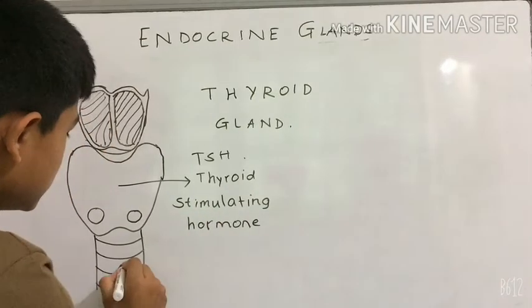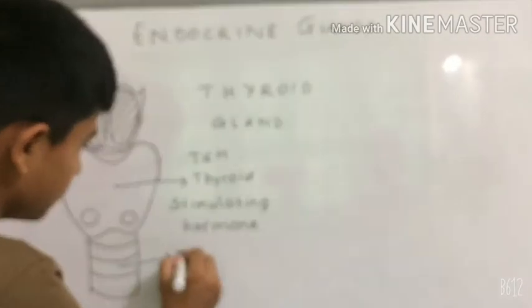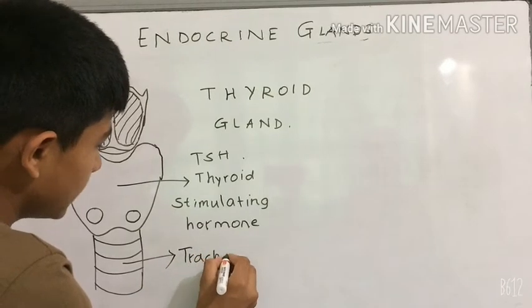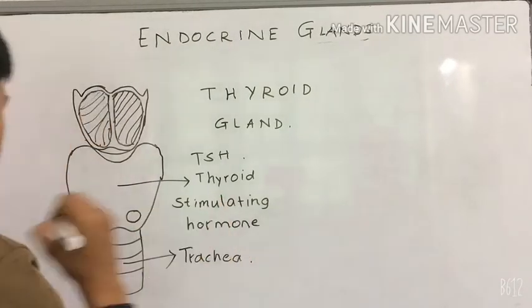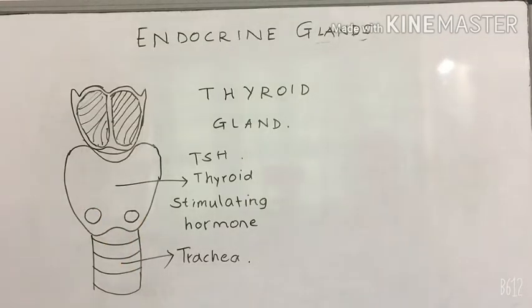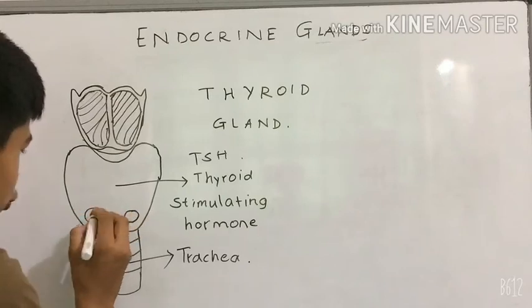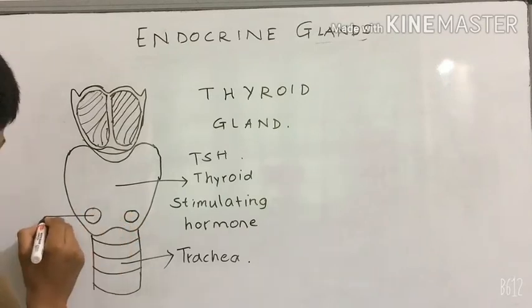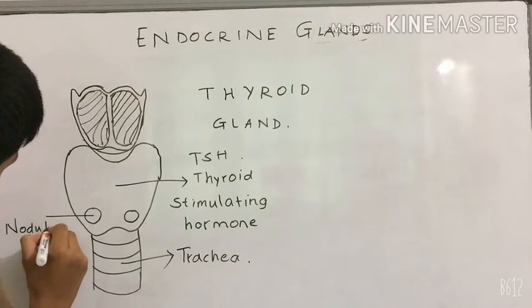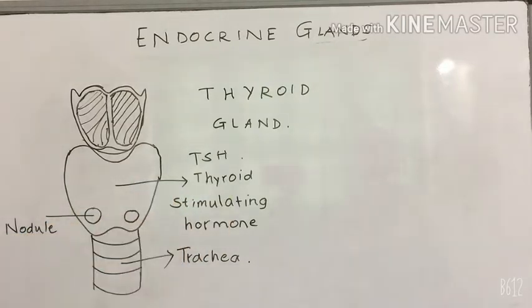Now this is the trachea. This is also known as the windpipe, and this is the thyroid cartilage, and these are nodules. So we will study about the thyroid gland.